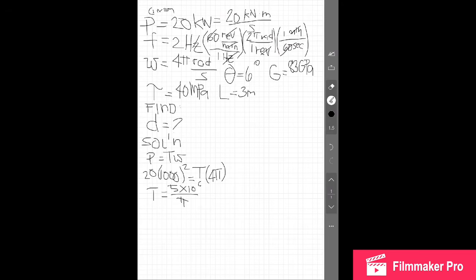And the next, upon knowing the value of T, we can now solve for the value of the diameter. So using the equation for the shearing stress, di ba ito equals lang sa T multiplied by R over J. But what is J? So ang J kasi guys, yan ay yung tinatawag na polar moment of inertia.